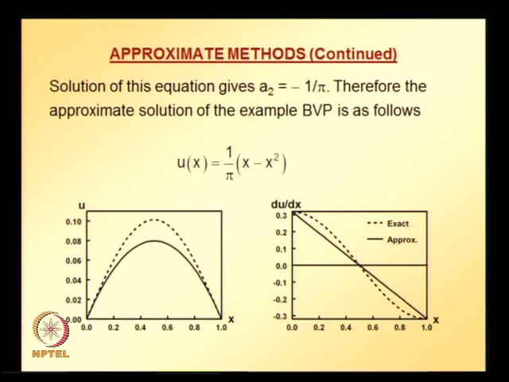Similarly, if the starting polynomial is a quartic or 4th order polynomial, then 2 coefficients can be determined using the essential boundary conditions, and the rest of the 3 coefficients can be determined using minimization of the total residual with respect to the unknown coefficients. For a 4th order polynomial, we will be having 5 coefficients.